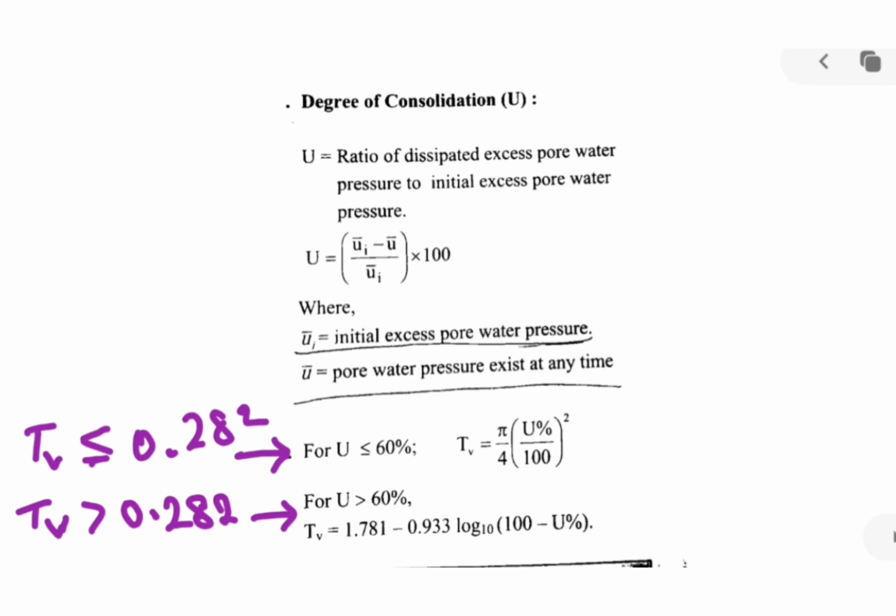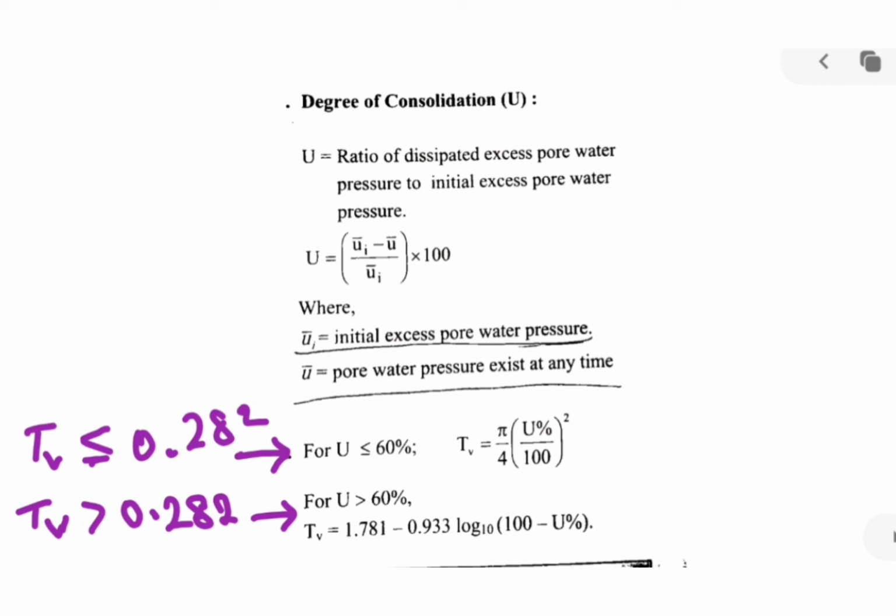Now we find the degree of consolidation, that is, in terms of percentage, how much settlement has occurred in the 9 years duration. I showed you some formulas here for degree of consolidation. Based on the U condition we have a TV formula, and based on the TV value we need to choose the formula. So U less than or equal to 60%, or TV less than or equal to 0.282, we choose this one. If TV is greater than 0.282, we must choose the other formula.